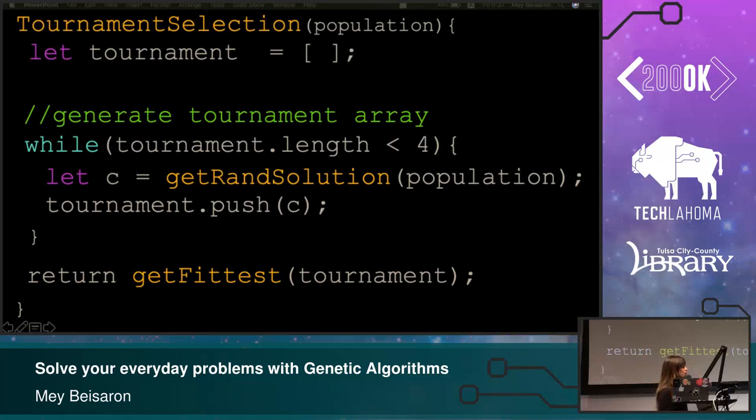So I hope you understand the importance of the different parts of the algorithm, and specifically how important it is to make sure that what you chose and what you used is the best one to fit your problem.